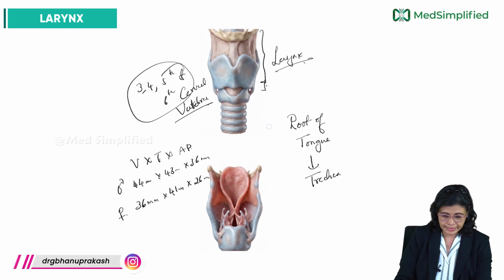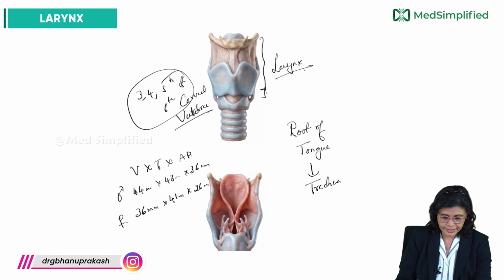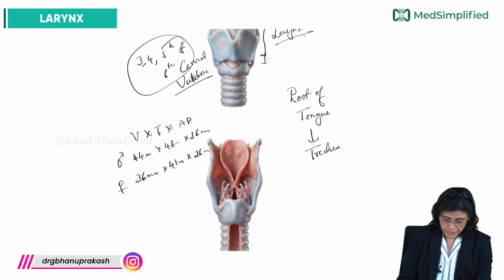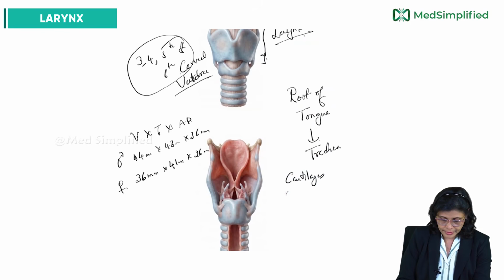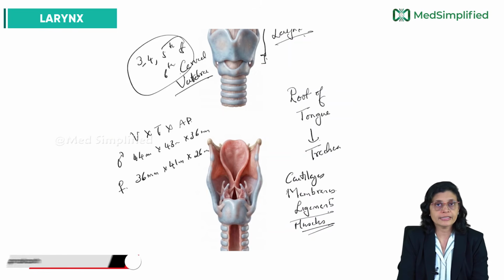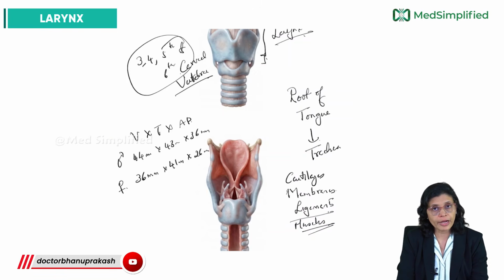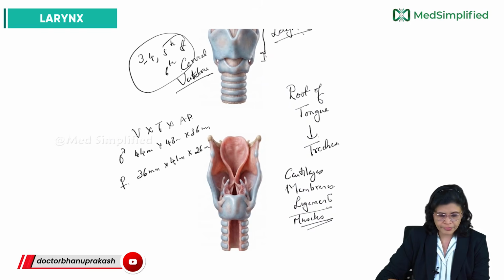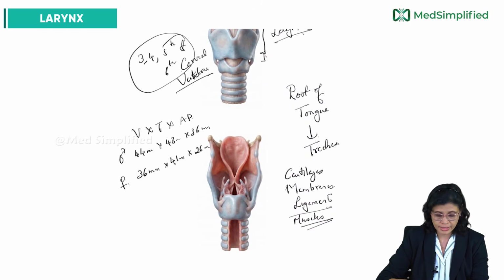When we see the skeleton, the skeleton framework of the larynx consists of cartilages, then fibrous membranes, then ligaments, and muscles are also present. So the skeleton of the larynx includes the cartilages, the fibrous membranes, the muscles as well as the ligaments. We will study briefly about the important aspects of all these structures.